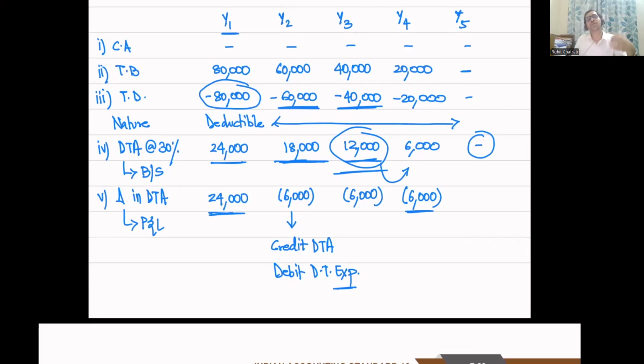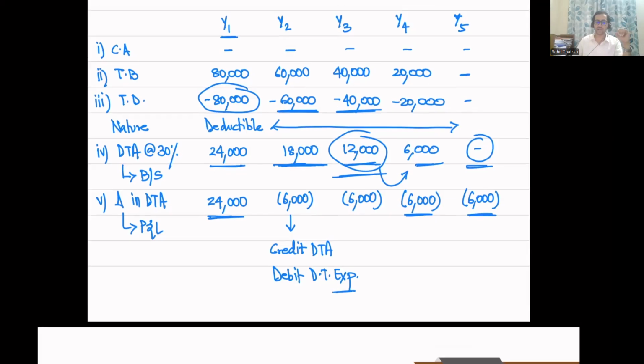All right. 1 lakh was allowed as a deduction over a period of 5 years. 5 years have already passed by. So I'm not entitled to any more future deduction. Therefore, I am going to bring down my DTA in the books to zero. But in my books, I already have a DTA of 6,000. Therefore, I'm going to write this off as 6,000 deferred tax expense in the last year also.